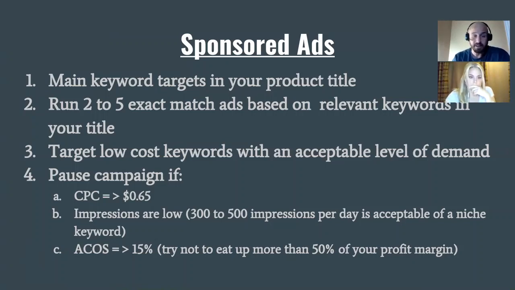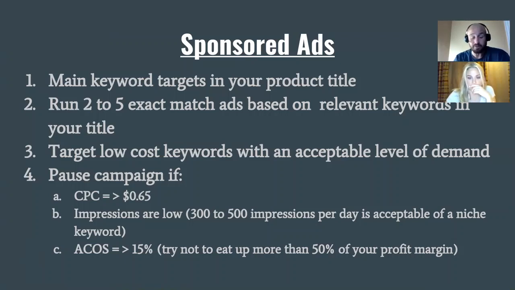So I run 2 to 5 exact match ads based on relevant keywords in my title, right? So target low cost keywords with an acceptable level of demand. I pause the campaign if I start seeing cost per click over 65 cents. Now, before I get into these numbers, this is all relative, right? You're going to have naturally higher cost per clicks in some niches and some categories than others. So make it relative. It's more important that you keep your ACoS down. We'll get to that, right? So cost per click over 65 cents, you might want to pause the campaign, right?